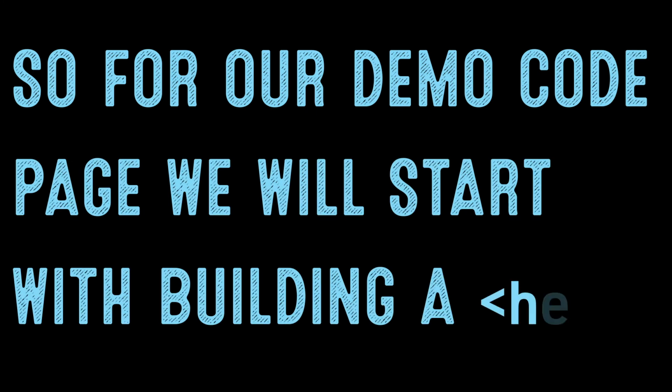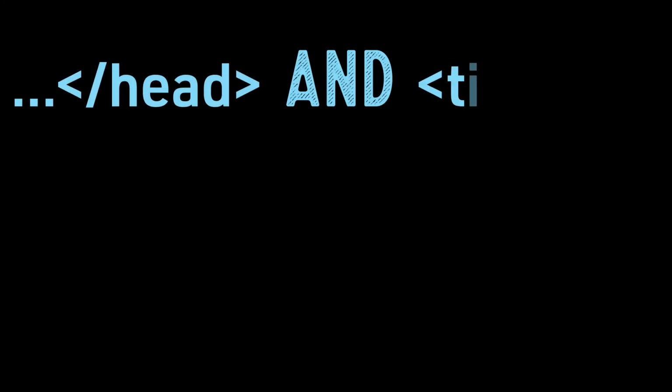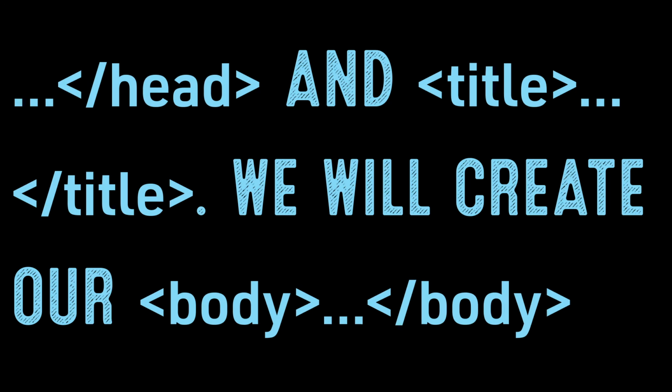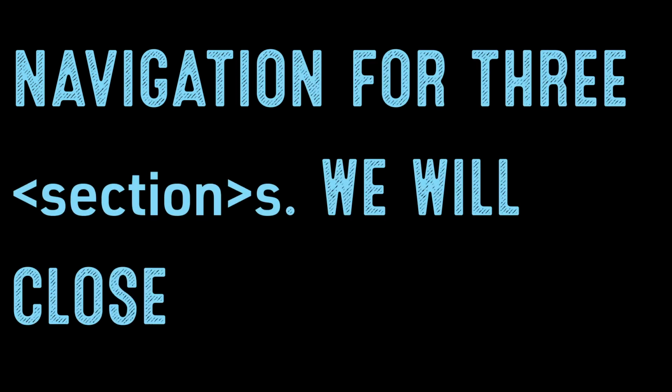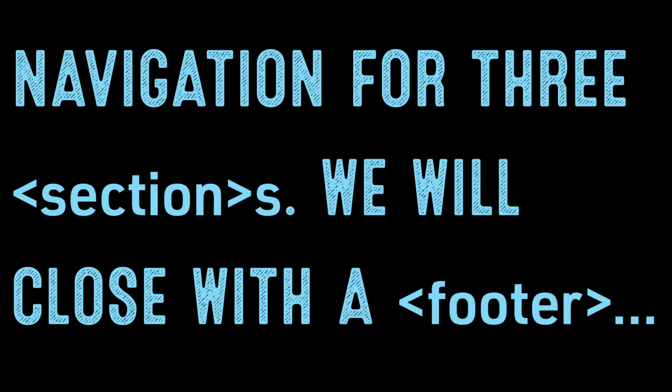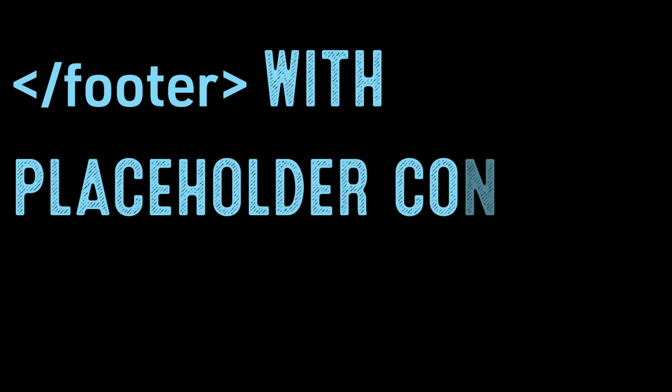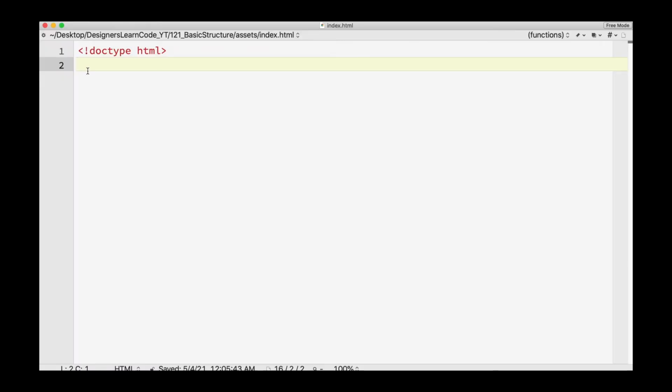So for our demo code page, we will start with building a head and title. We will create our body and place within it a header with an internal navigation for 3 sections. We will close with a footer with placeholder content. So here we will show you the process in BBEdit.